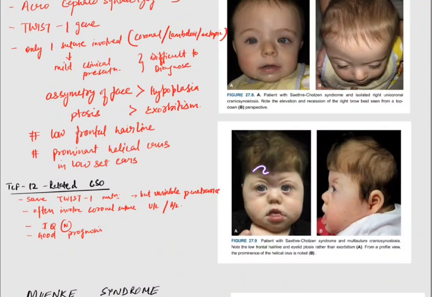Besides, there is one other characteristic finding, a low frontal hairline, which is very prominent. Besides that, there is a prominent helical crus in low set ears.